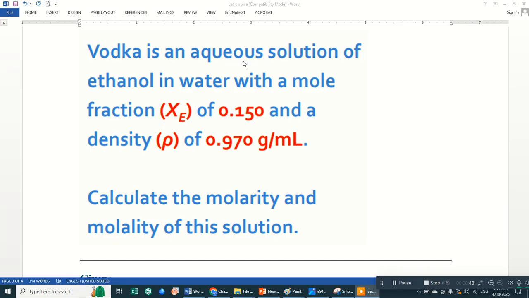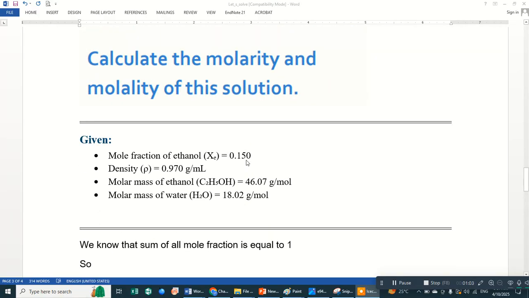Vodka is an aqueous solution of ethanol in water with mole fraction 0.15, and the density of the ethanol solution is 0.970 gram per ml. According to the given data, the mole fraction of ethanol is given, the density is given, and the molar mass of ethanol is 46 gram per mole. The molar mass of water is 18 gram per mole.